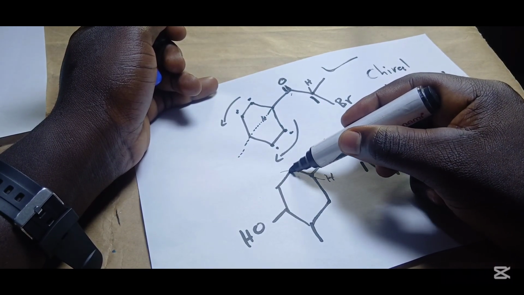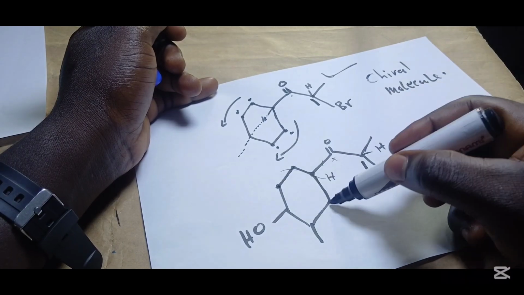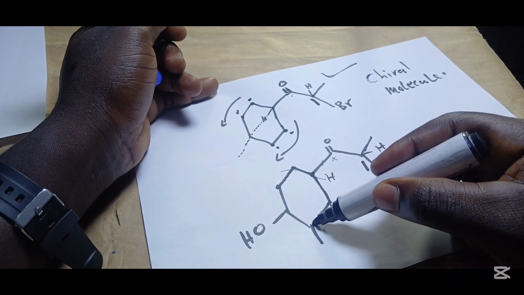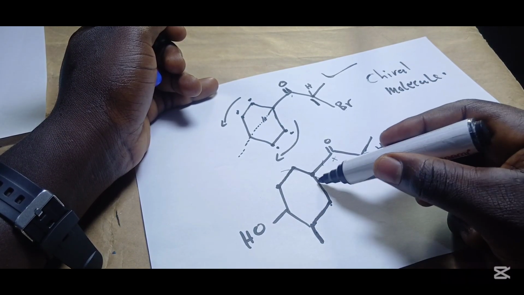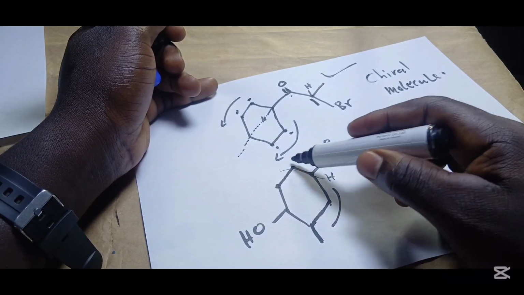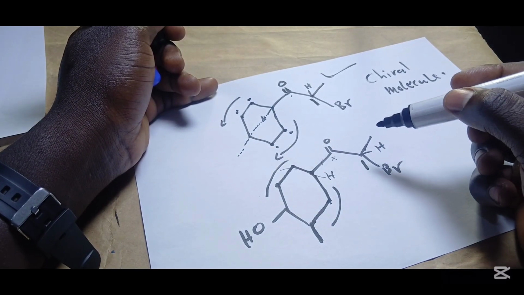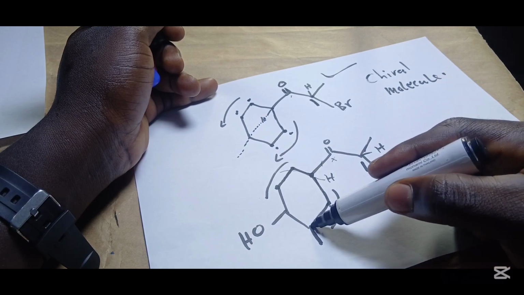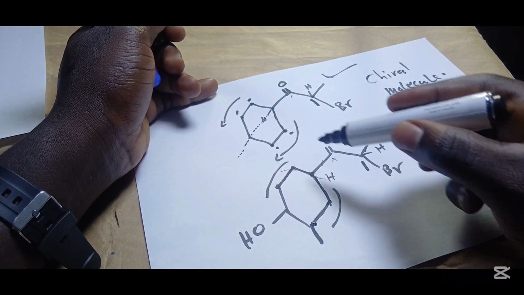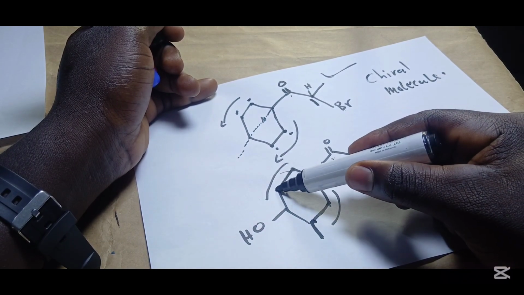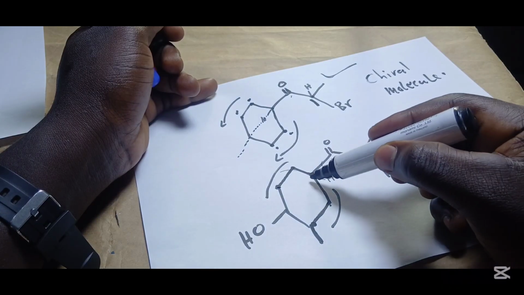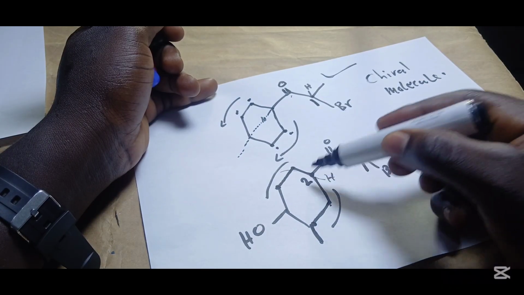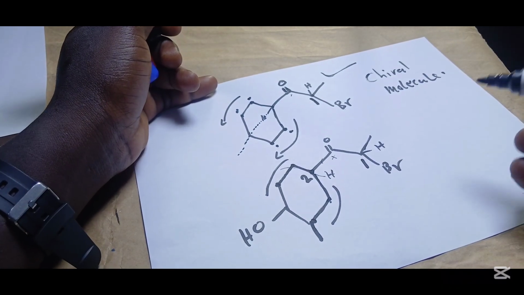Let's go to the second one. Second one, we have a carbon. And second one here, we have a carbon with a methyl group, making this side of the molecule different from that side of the molecule. So now we are at the second carbon. The second carbon here has a methyl group, and the second carbon here has no methyl group. So this is a chiral center. Let's name it chiral center 2.